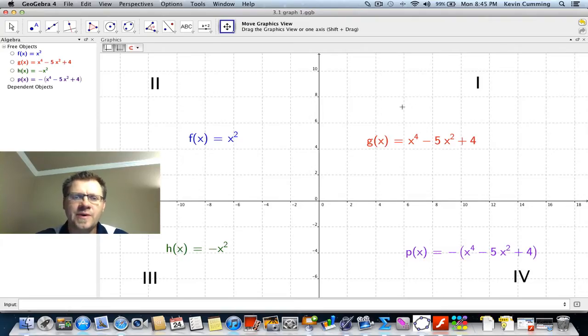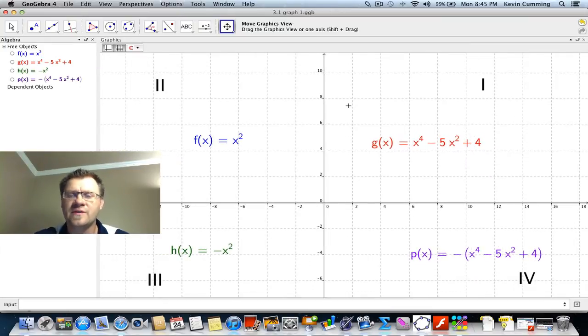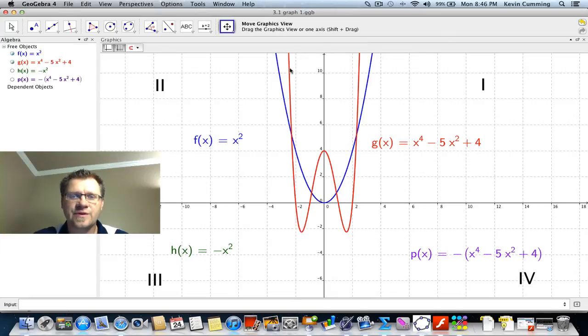Okay, so we've opened up GeoGebra, and I've got a few functions we're going to look at. We're going to look at our plain old parabola, which is f of x equals x squared. And we're going to look at g of x equals x to the 4th minus 5x squared plus 4. Now, what we're really concentrating on right now is what quadrant it starts in and what quadrant it finishes in. So we have our quadrants labeled 1, 2, 3, and 4. If I look at x squared, I can see that it starts in quadrant number 2 and ends in quadrant number 1. If I look at g of x, I see that it too starts in quadrant number 2 and ends in quadrant number 1.